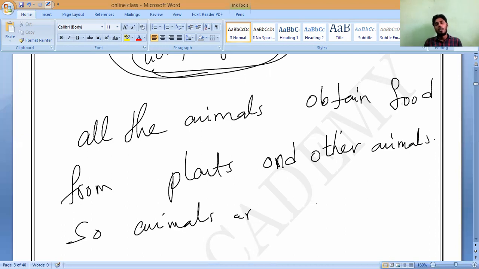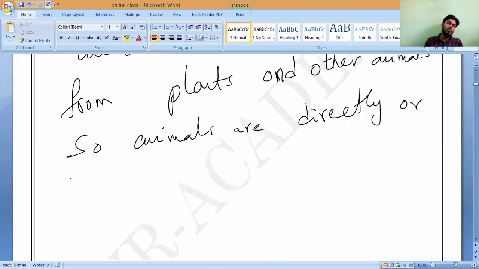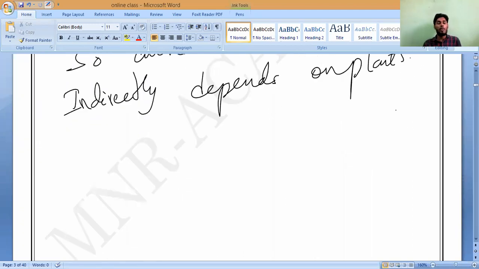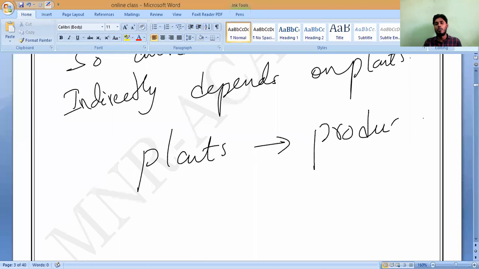So animals are directly or indirectly dependent on whom? Indirectly dependent on plants. So plants are the sources of food, meaning they can make their own food. That is why plants are called producers of food. What should we call them? Producers of food. That is what you have to remember. Will you be able to remember or not? Yes or no?